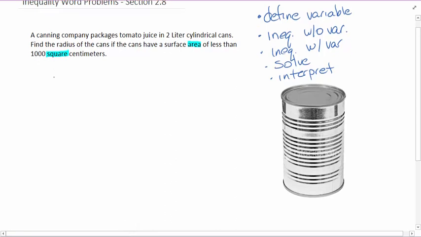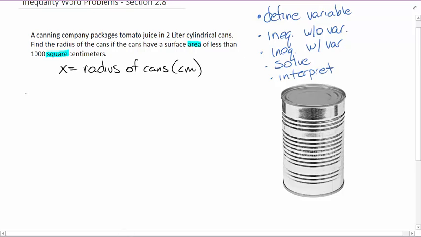First thing we need to do, we need to define what x is going to be. X comes back to the question, we need to find the radius of the cans. This is going to be the radius of the cans, and I would imagine because our surface area is in square meters that this radius will be in centimeters.